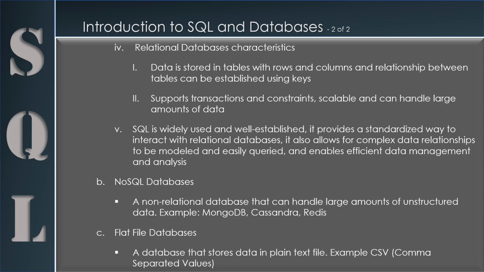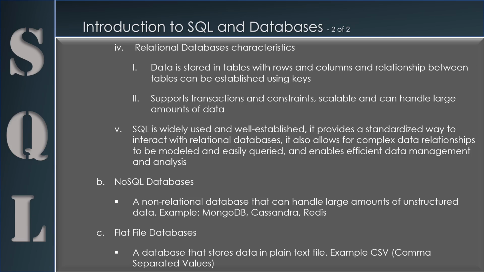On the other hand, NoSQL databases are non-relational databases that can handle large amounts of unstructured data. Examples of NoSQL databases include MongoDB, Cassandra, and Redis. Lastly, flat file databases store data in a plain text file. Examples of flat file databases include CSV, which is comma separated values.